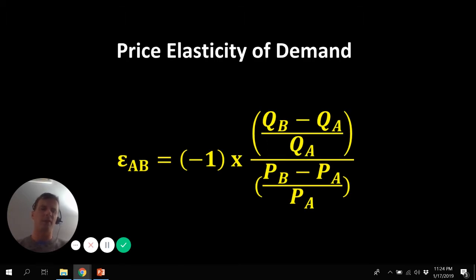So let's look first at the segment between A and B. Remember, the price elasticity of demand is calculated as -1 times the percentage change in quantity demanded given a percentage change in price. The percentage change in quantity demanded here is simply the quantity demanded at point B minus the quantity demanded at point A, divided by the quantity demanded at point A. That gives us the percentage change in quantity demanded. And the percentage change in price is the price at point B minus the price at point A, divided by the price at point A.